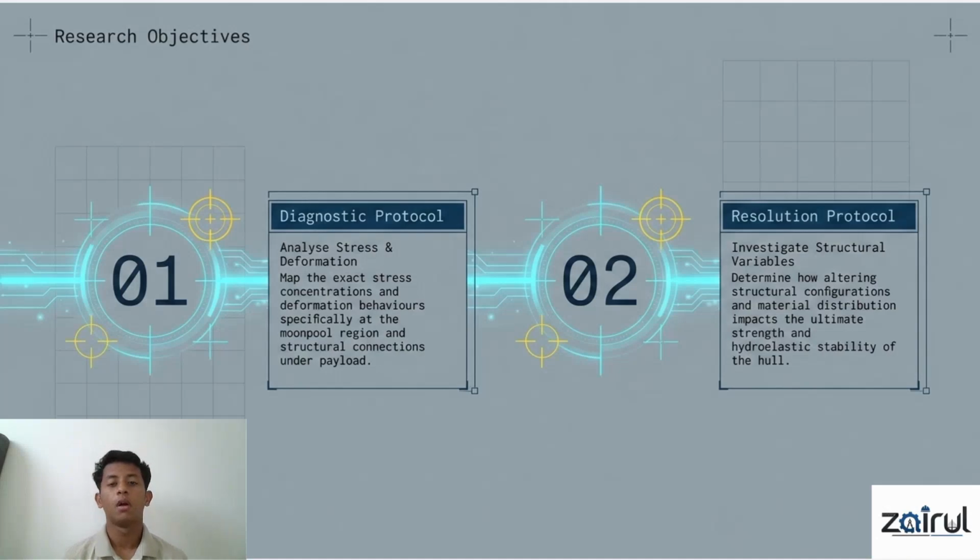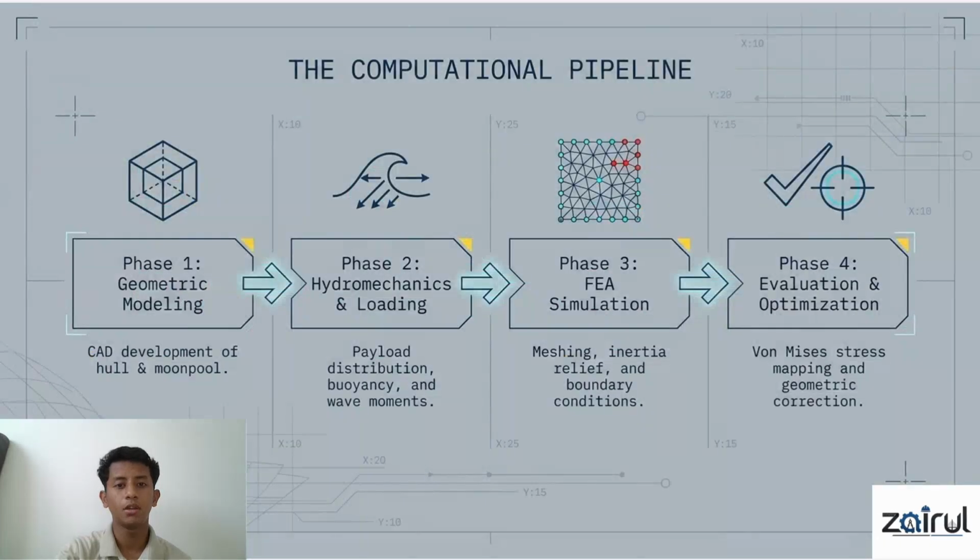Now, I will tell you a short methodology of this project. So, we'll move to the next slide. This research methodology consists of four phases. First, we develop the USV catamaran model in MaxSurf software.